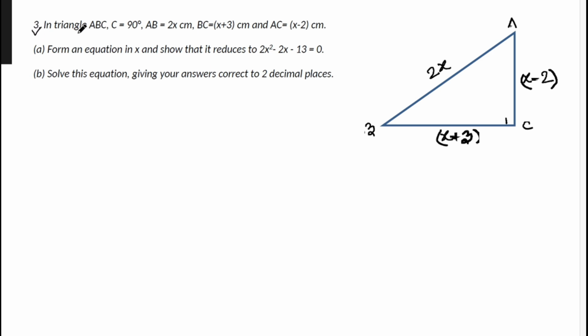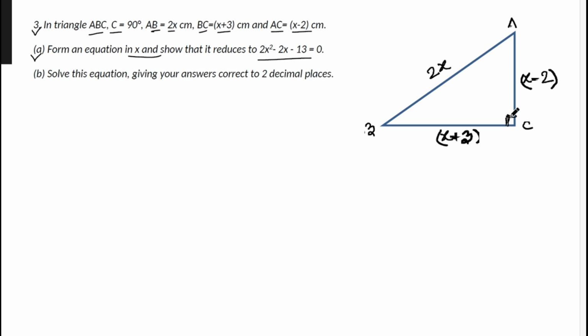It says in triangle ABC, angle C is 90 degree. This angle is 90 degree. Okay, fine. Then AB is equal to 2x centimeter, BC is equal to x plus 3 centimeter, and AC is equal to x minus 2 centimeter. When this is the case, question A asks from an equation in x, we need to make an equation, then we should reduce that equation to 2x square minus 2x minus 13 is equal to 0.